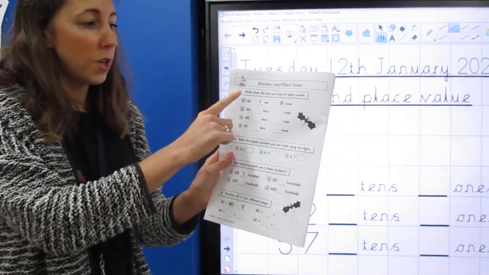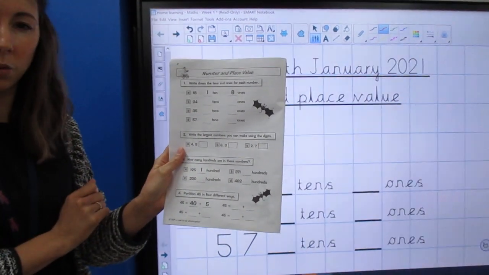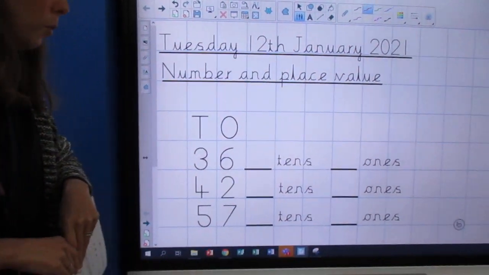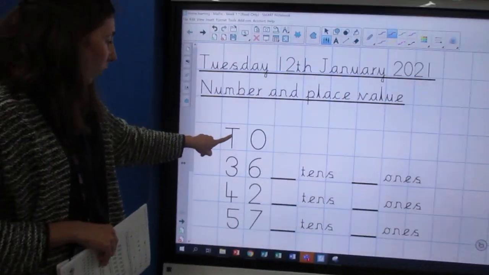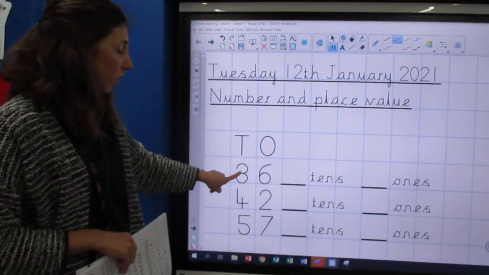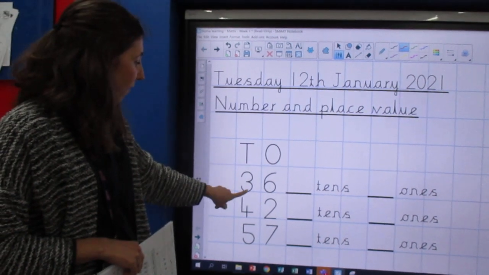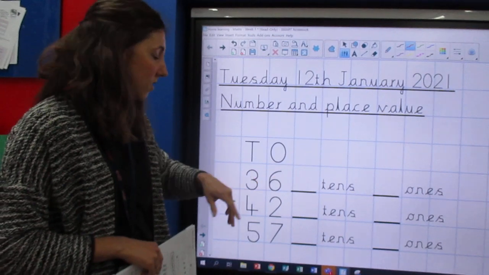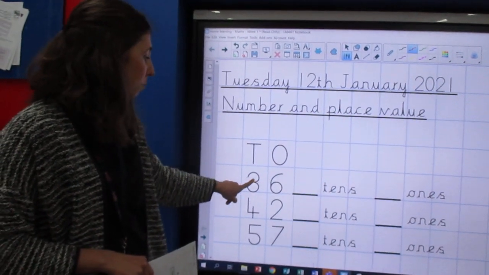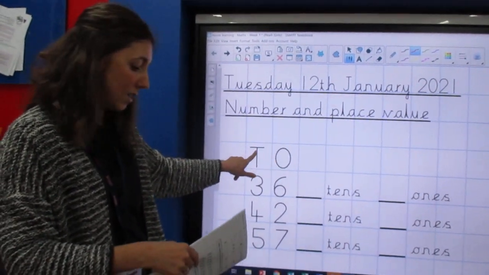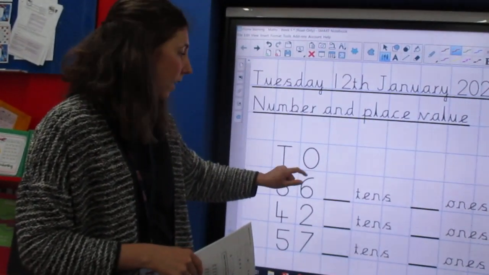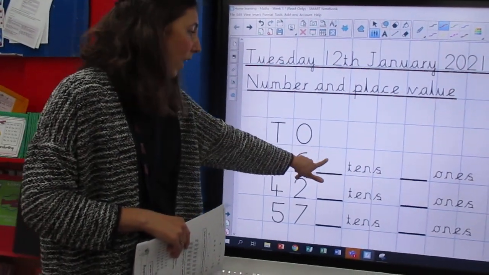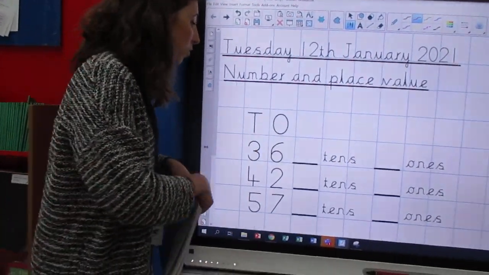Today then, the first question we've got says write down the tens and ones for each number. So I've done something similar on my board. So we've got two-digit numbers again, like yesterday, and we know from our two-digit numbers that the tens number is the first number we have and the ones is the second digit. So in my number 36, I've made it a little bit easier for me because I've written T for 10 and O for 1 at the top. So all you've got to do is write down how many tens and how many ones you've got.